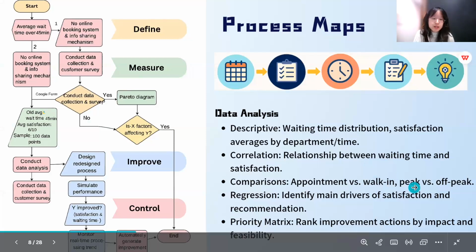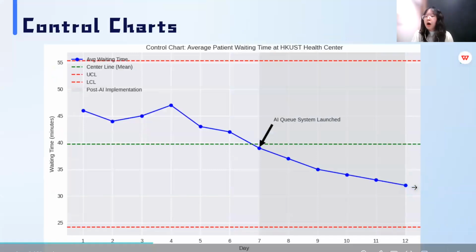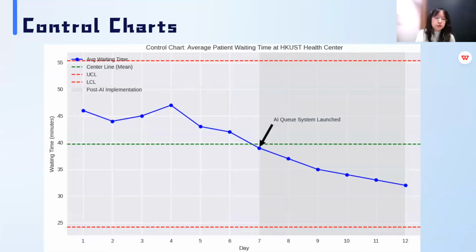And then we can see our control charts. The first chart is the average patient waiting time at HKUST Health Center. The chart shows the trend of average patient waiting time over 12 days. After the system was launched on day 7, the waiting time dropped and remained within control limits, indicating that the process improvement was effective and stable.